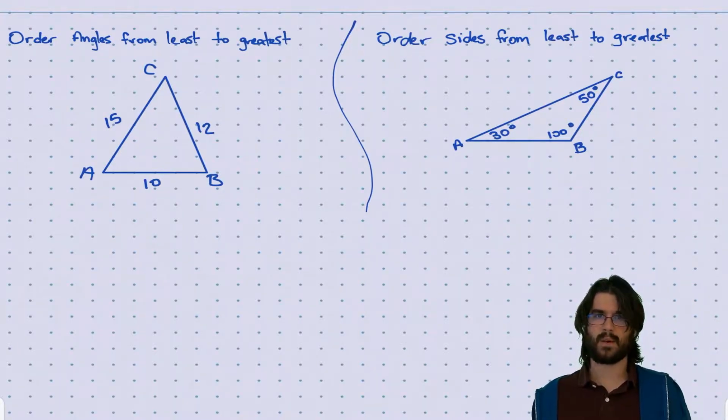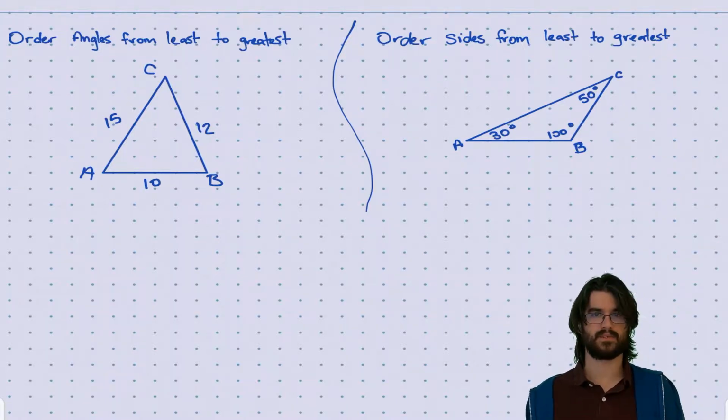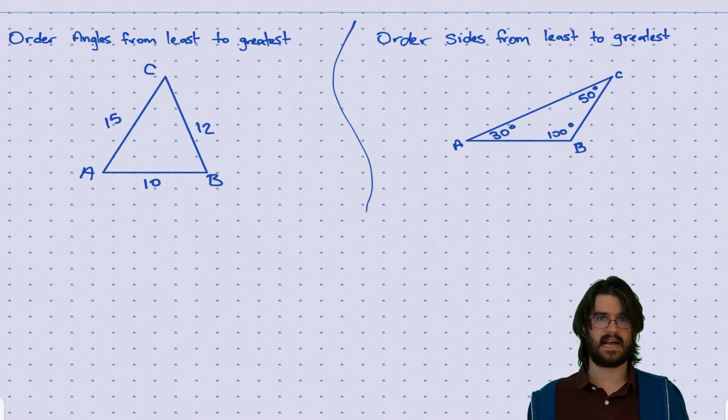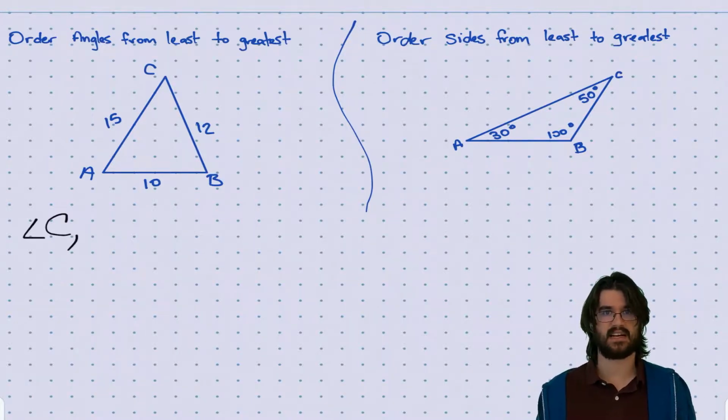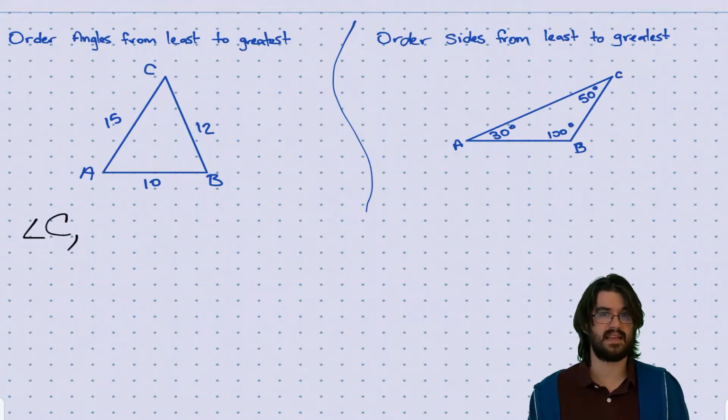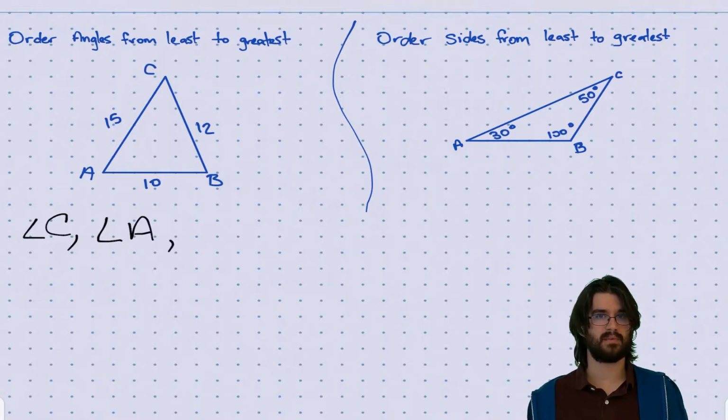I won't necessarily know how big each angle is, but I can still at least tell you which one is the smallest and which one's the biggest. Angle C is across from our shortest side AB. So that means angle C has to be the smallest angle. Angle A is across from the next smallest side, BC, so angle A has to be the next biggest angle. And angle B is across from the biggest side, AC, so angle B has to be the largest angle in that triangle. So from least to greatest, those angles are angle C, angle A, and angle B.